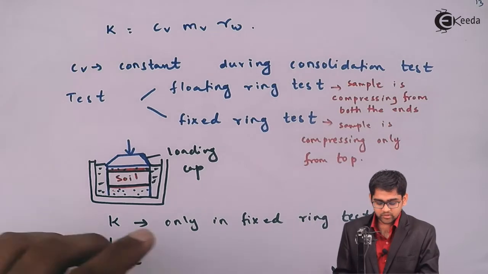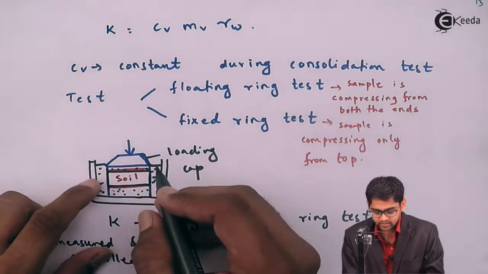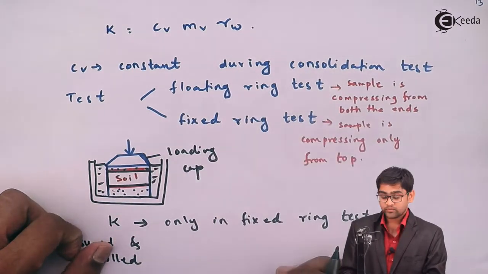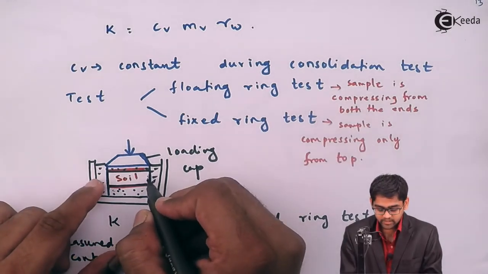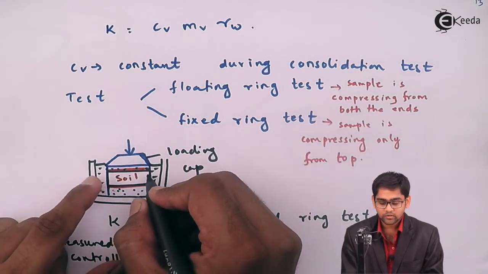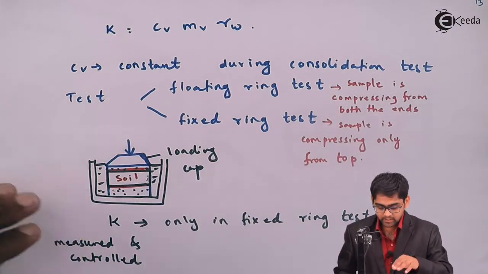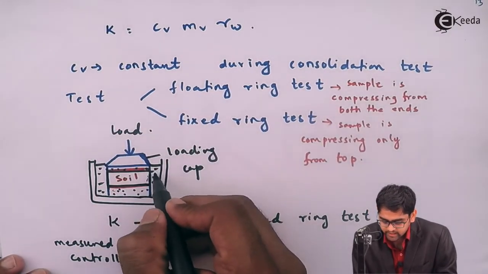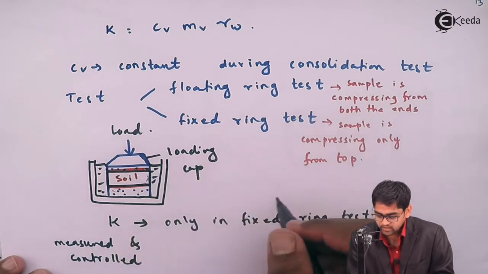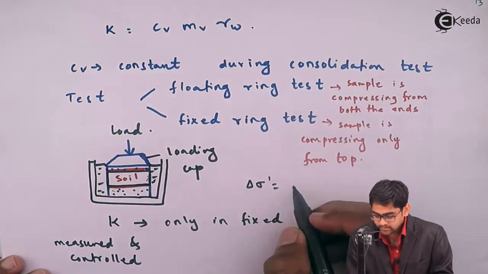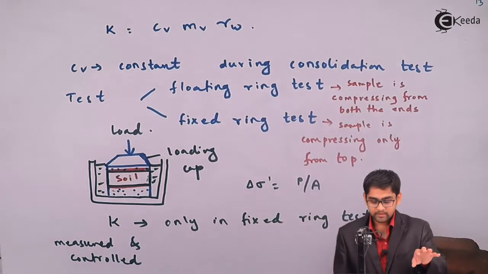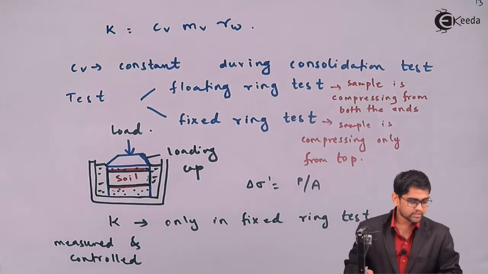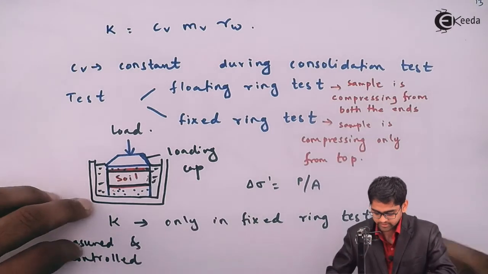But the only advantage of the floating ring test is that the friction developed along the borders of the container and the soil is minimum. So it minimizes the stress concentration on the edges which happens during the application of the load. Since a very negligible amount of water is on top, whatever change in effective stress happens will be because of the applied load divided by the total area. But for the total area calculation, you must have the dimensions of the soil specimen.